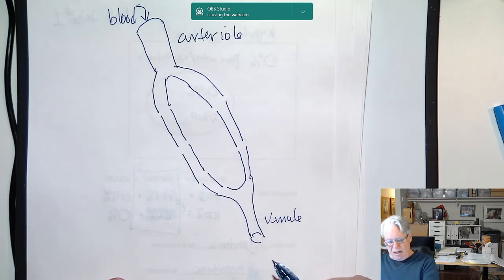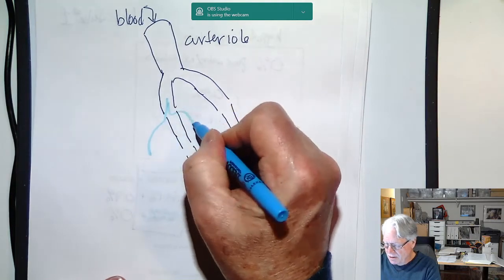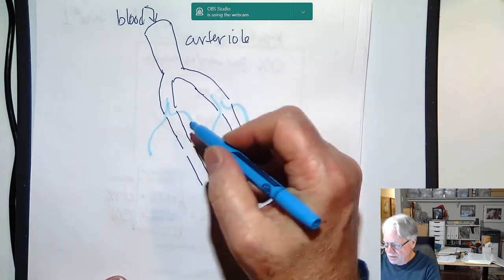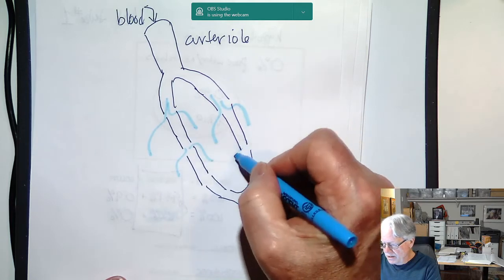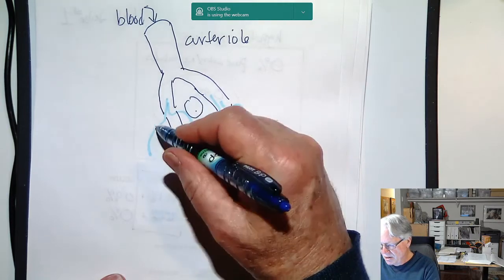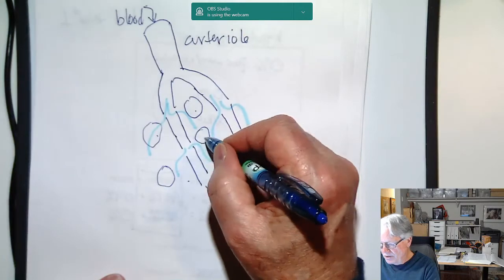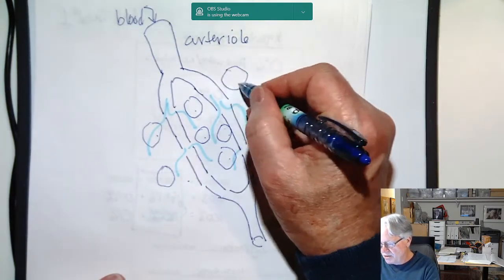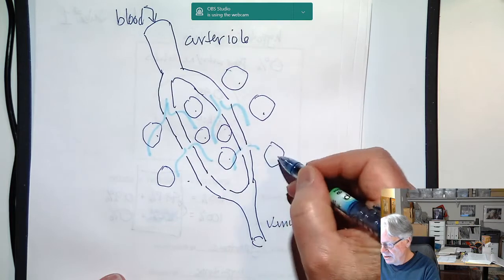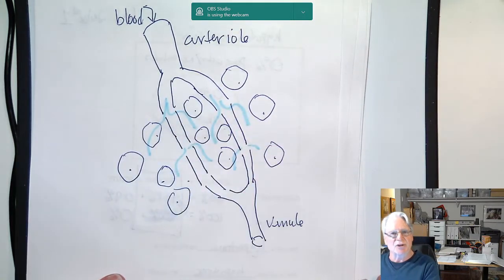But as it comes in, fluid is going to leave that capillary bed. So you'll see fluid coming out. And it comes out because we have a lot of cells that are closely associated with this capillary bed, and all of those things that we listed earlier are being delivered to those cells.